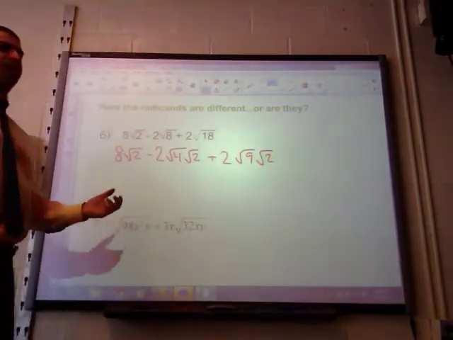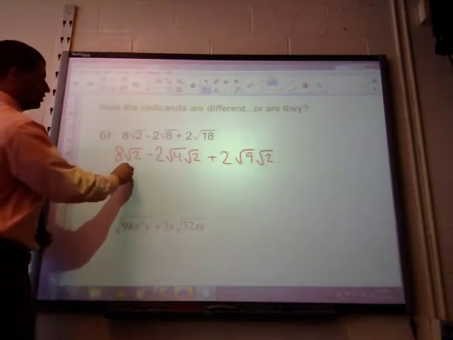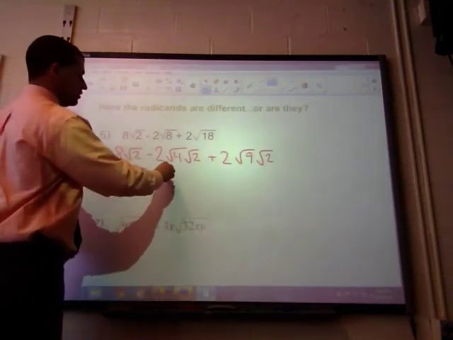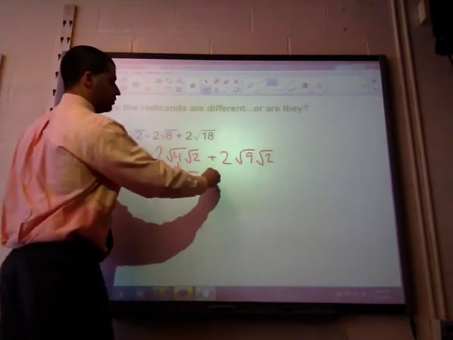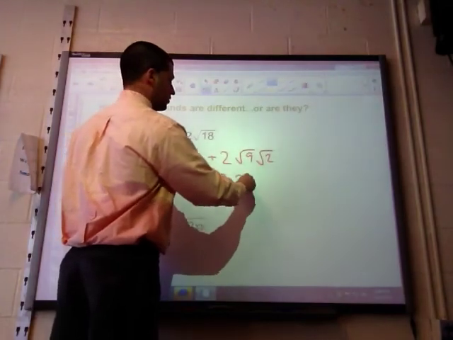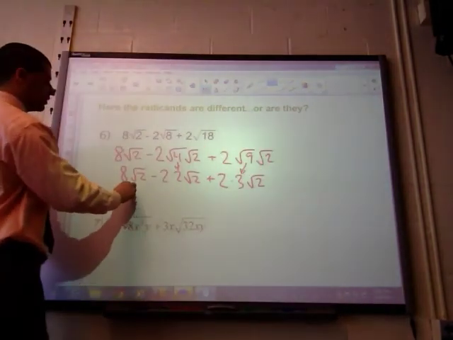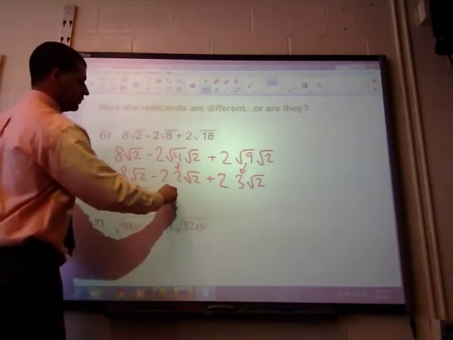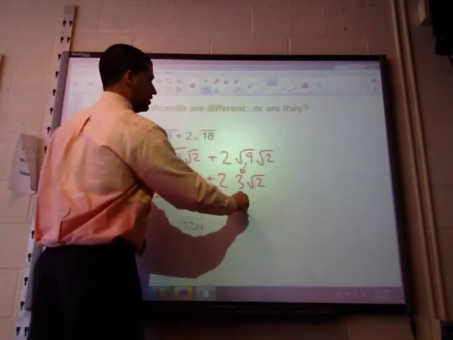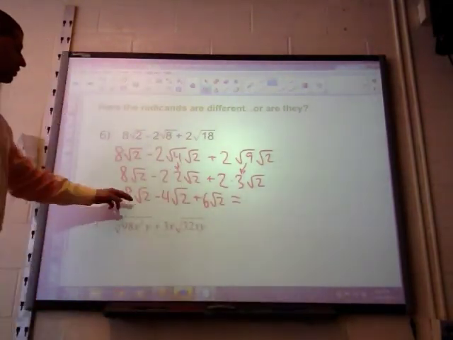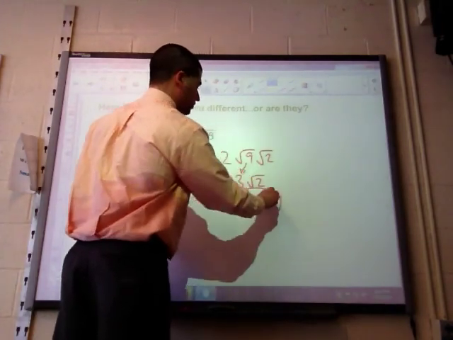Again, if there's a bigger perfect square that goes into it, you need to take that out to make it as simple as possible. 8 radical 2 minus 2 times 2 radical 2, right, since square root of 4 is 2, plus 2 times 3, square root of 9, radical 2. So you have 8 radical 2 minus 4 radical 2 plus 6 radical 2. And in the end, that becomes 10 radical 2.